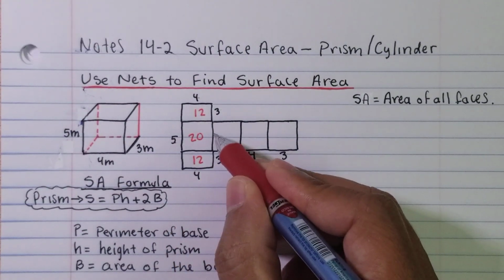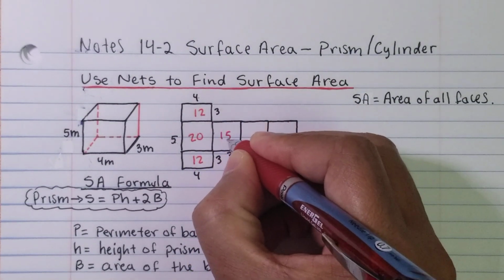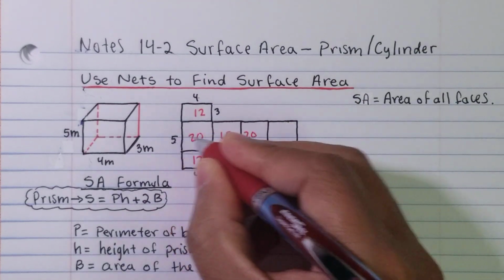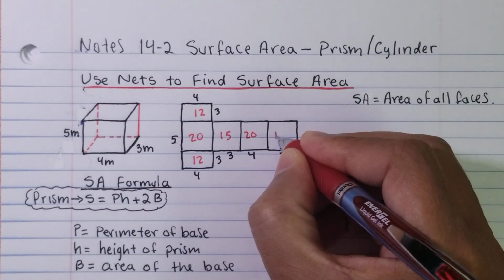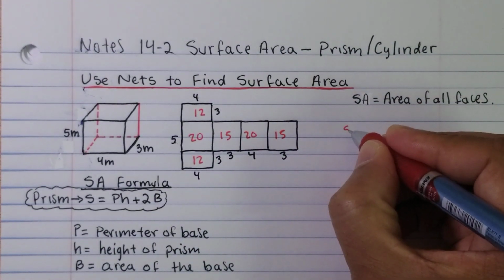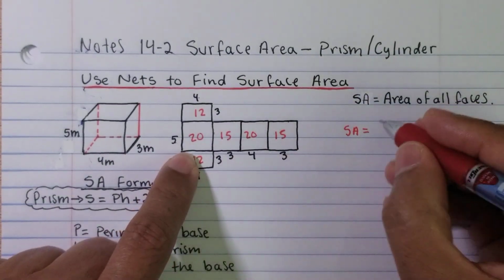And then for this one, we know this is 5, so 5 times 3, the area of this one is 15, and 5 times 4, the area of this one is 20, and another 5 times 3, so this is also 15. So now to find the surface area, all we have to do is add up the areas of each one of the faces together.